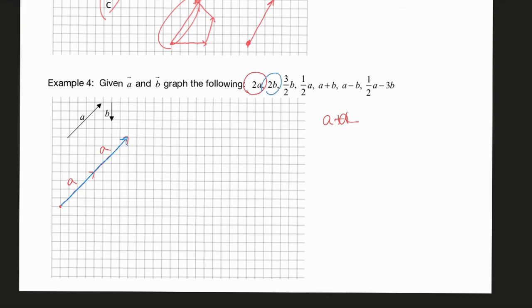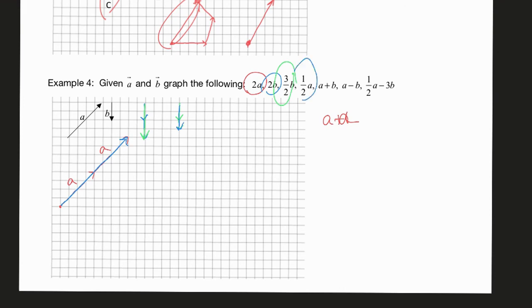For this one, 2B, same situation. I'm going to add B to another B, and the entire vector all the way from top to bottom is 2B. All right, 3/2 B, that's 1.5 B's. So here's 1B plus 1/2 of a B. Let me change that. The green's really hard to see. That would be 3/2 B.